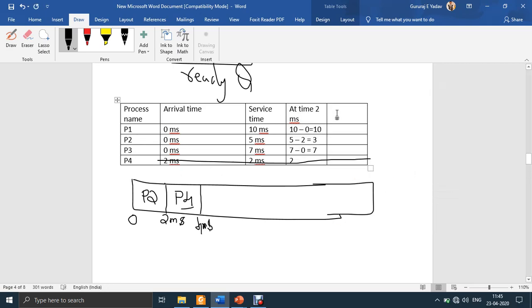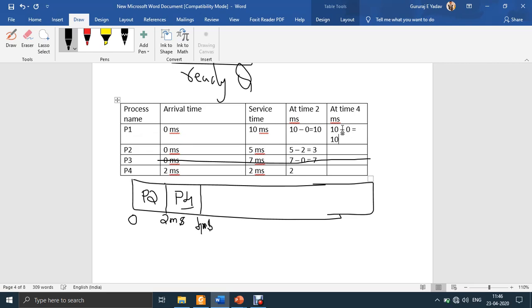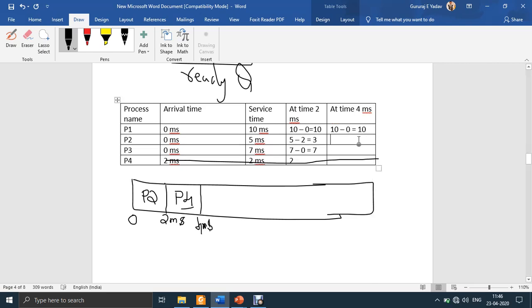At time 4 milliseconds, because the present time is 4. So what is the estimated completion time of P1? It is still 10 minus 0 only, because you have not yet given it the chance to execute. Okay, remember this.